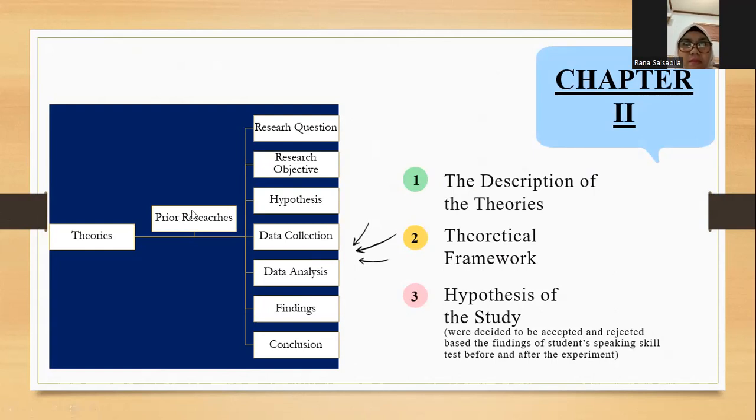You're going to mention several kinds of theories. If it is from YouTube, you're going to mention YouTube first. And then if it is a speaking skill, you're going to discuss speaking also. And then you're mentioning the theoretical framework. And for the second chapter, you're mentioning research question, research objective, till the last one. Your chapter 2 focuses only on the description of the theories that you use to support your finding. Okay?